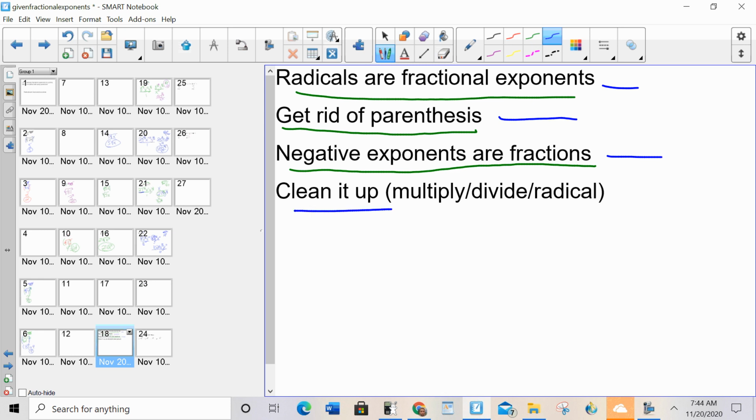And then you're cleaning it up. You're multiplying, you're dividing, or you're evaluating using a radical. The radical part we talked about today, multiplying and dividing, we did a couple lessons ago. So this set of lessons, it's building, building, building. So you have to go back to exponent rules, then negative exponents, then given fractional exponents. After this is given radicals. That's the end of the sequence. And there will be one more lesson after that where we're going to practice and put it all together.